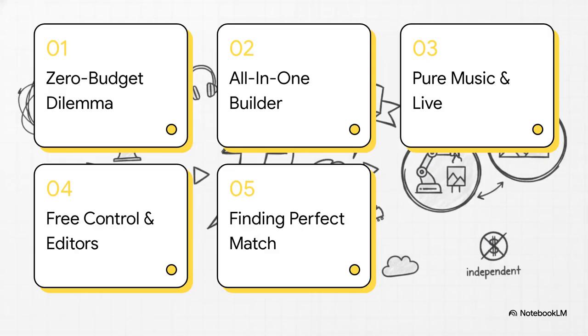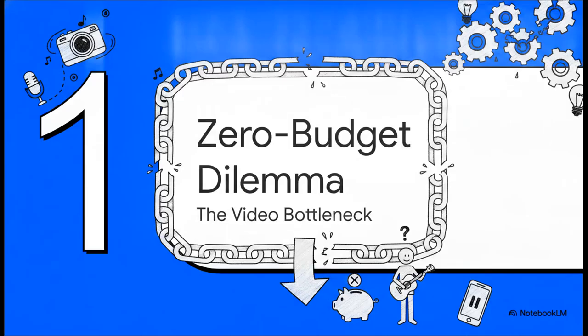Okay, let's dive into this. Here is our roadmap for navigating today's complex AI software landscape. First, the zero-budget video dilemma. Second, the all-in-one brand builder. Third, pure music and live specialists. Fourth, free control and full editors. And finally, finding your perfect match. All right, let's jump straight into section 1, the zero-budget video dilemma.